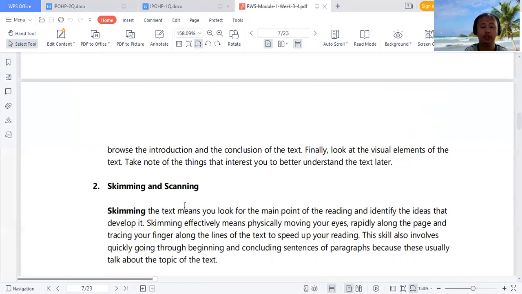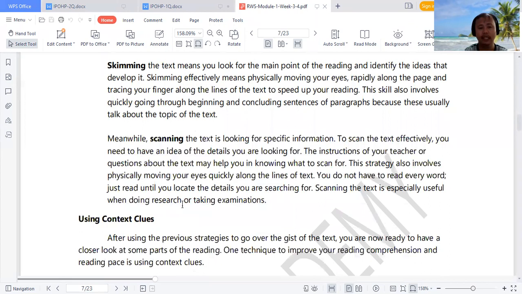Okay, number 2, skimming and scanning. So what is the difference between skimming and scanning? Let's read here what skimming is. Skimming the text means you look for the main point. Say, for example, the whole paragraph. You are going to go over to the main point. What is the main point of the paragraph, instead of reading it as a whole? Skim it. What's the main point?